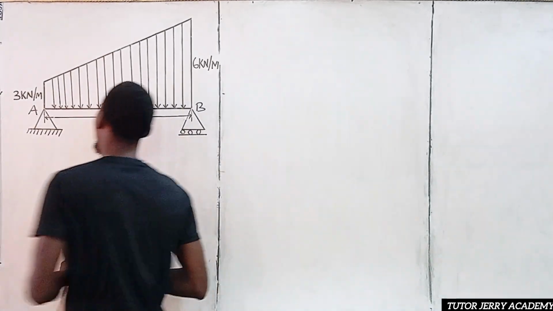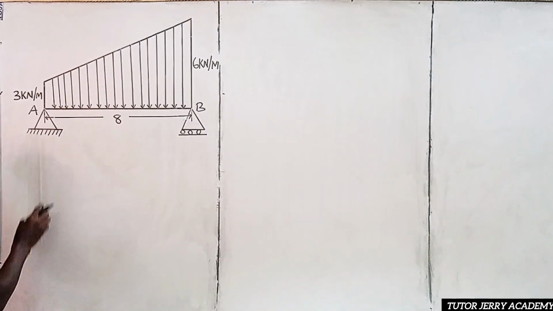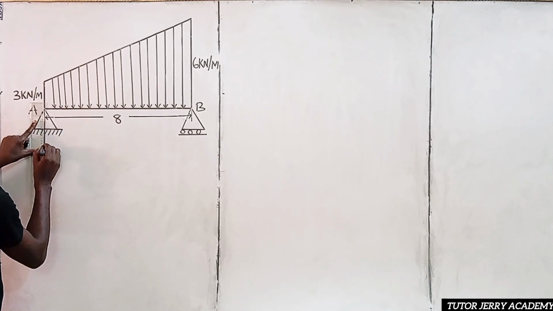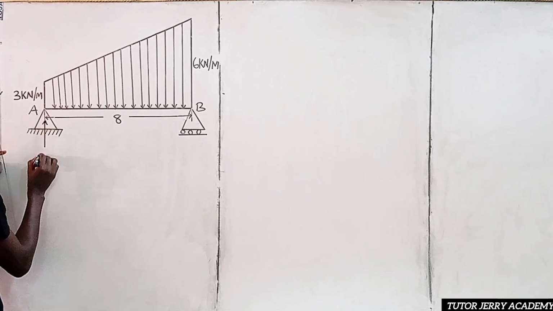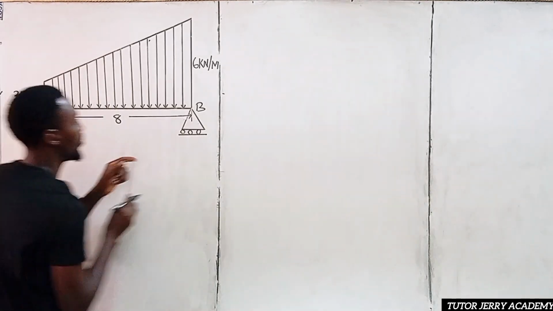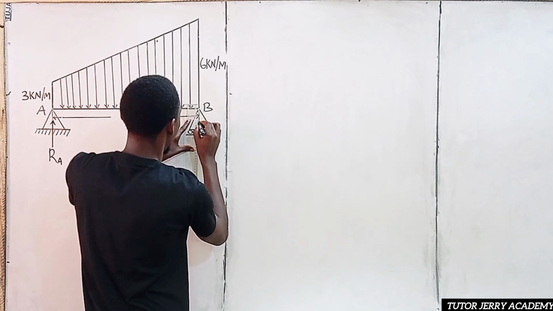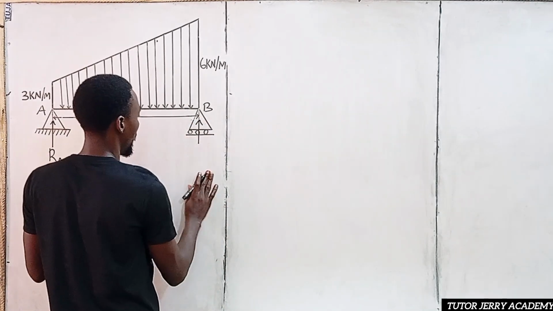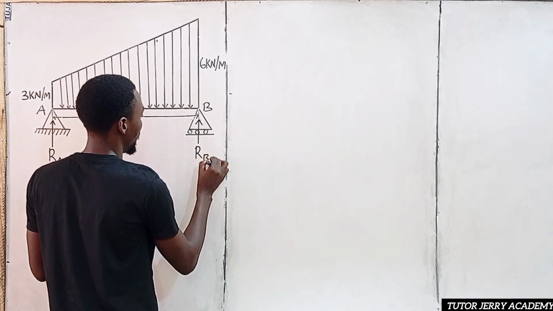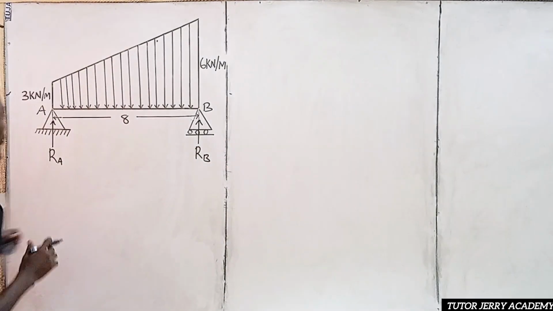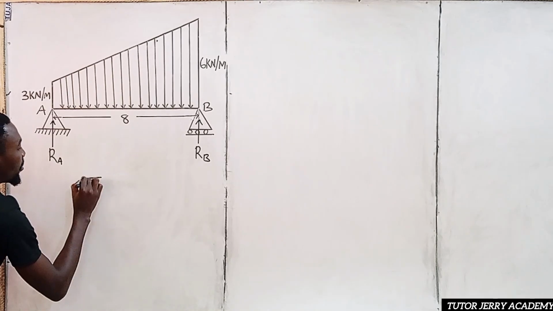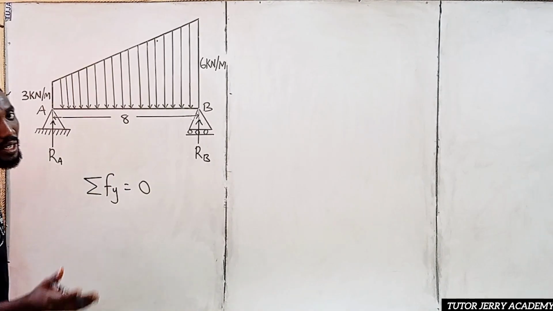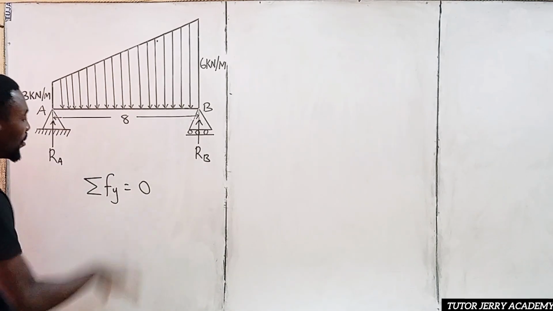All right, so now for us to do this, we are going to replace what we have here with our reaction at A. Here we are going to have reaction at B. Now we are going to start with the summation of forces in the y direction equals 0. That is, here our upward force will be positive while our downward force will be negative.